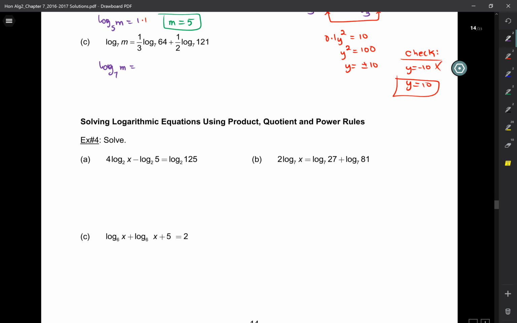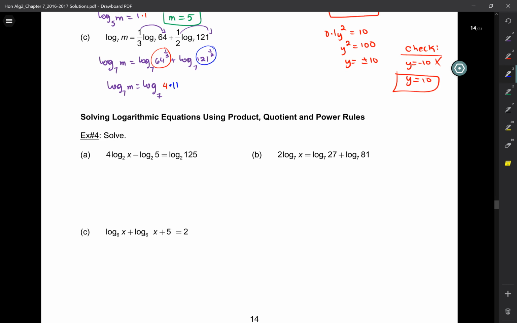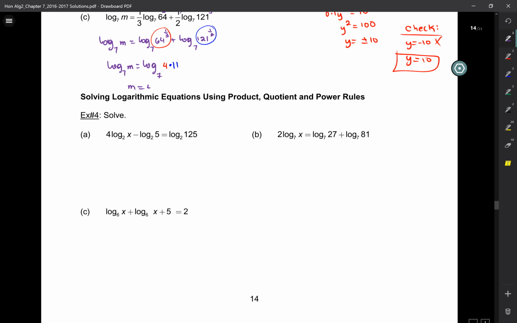Log base 7 of m is equal to, the 1/3 goes up, log base 7 of 64 to the 1/3, plus the 1/2 goes up. So log base 7 of m is equal to log base 7 of. And what am I going to get here? How much does this give you? 64 to the 1/3 is 4, right? Now, how much does this give you? 121 to the 1/2 is 11. Now, is it times, divided by, plus, minus 11? It's times 11, right? So now what's m? 44.